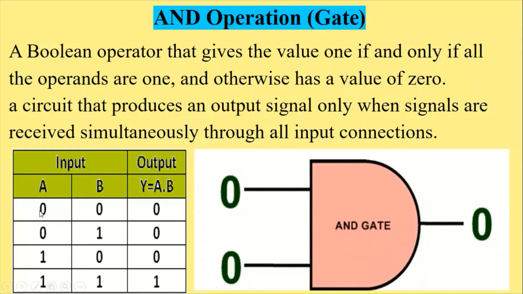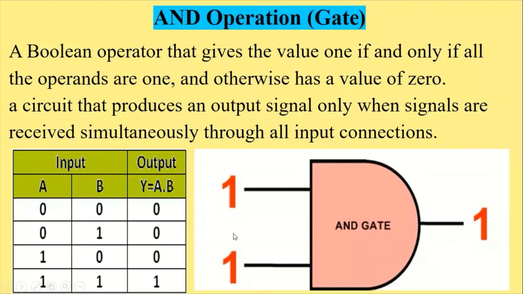For example, if A is 0 and B is 0, we will have output 0. If A is 0 and B is 1, the output will be 0, because dot means multiply. 0 multiplied by 1, the answer will be 0. If A is 1 and B is 0, again we will get 0, because 1 multiplied by 0 is 0, because dot means multiplication. And the next one is A is 1 and B is 1. If both inputs are 1, we will get 1 here. Same like that in this picture we can see.